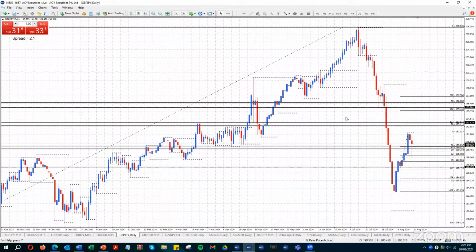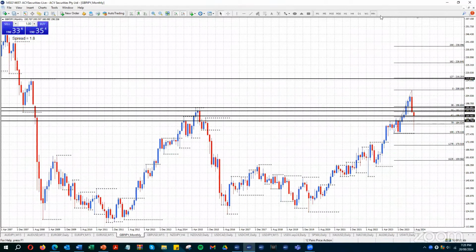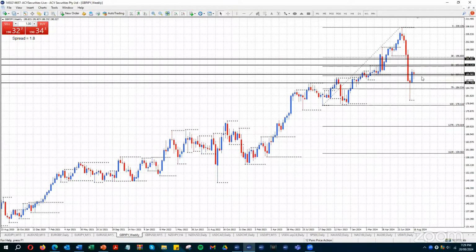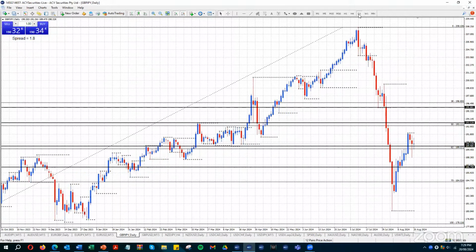All right, pound yen. Like the euro yen, it's false breaking the 79% level on the monthly chart, but trend remains up. There's a weekly level here that we've moved back above. Yes, we traded back below it this week, but we're back above it. So can we start to hold above 189.98 here? Can we be moving up to 193.52, the next level of resistance? At the moment, if we have a day up tomorrow, that's the higher bottom.